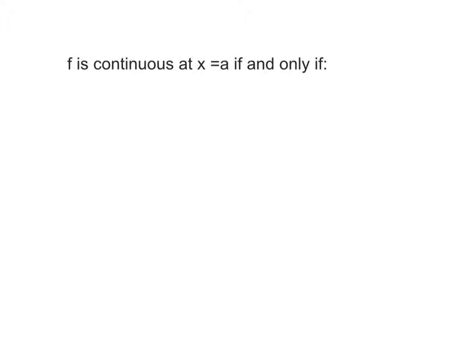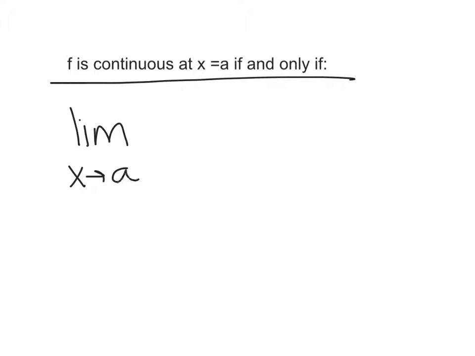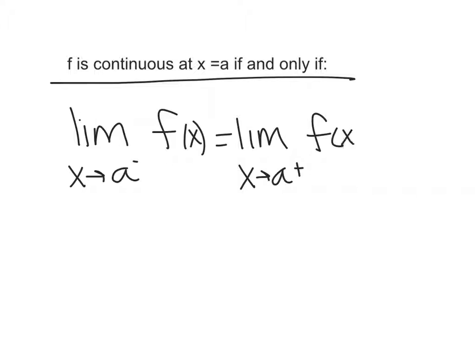So, again, what do we mean by continuous? Well, I know we've taught it, we've already reviewed it once, but let's get it down one more time. f is continuous at x equals a if and only if the limit as x approaches a from the left of f of x equals the limit as x approaches a from the right of f of x, and that has to equal f of a.